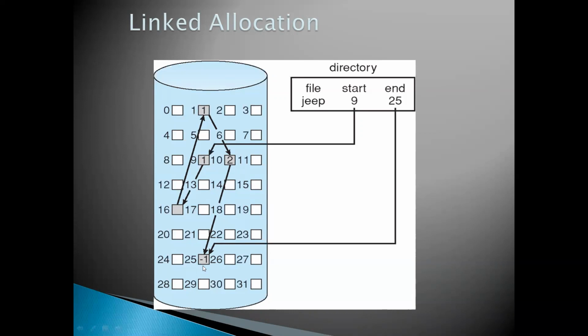Okay, that is about linked allocation. So instead of storing disk blocks of the file consecutively, here they can be scattered anywhere on the disk. And how will I know the address of the next disk block of a file? Each disk block will contain a pointer to the next disk block of the file. And the directory structure will maintain only the address of the first disk block and the address of the last disk block.